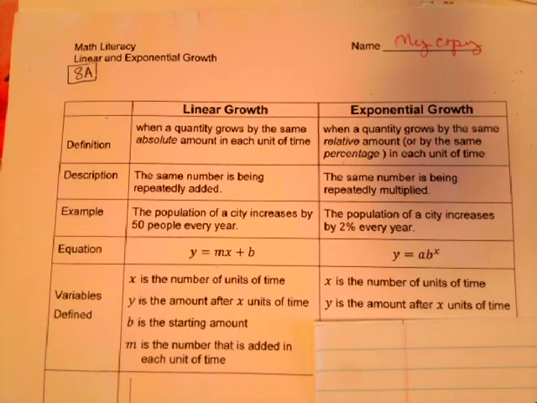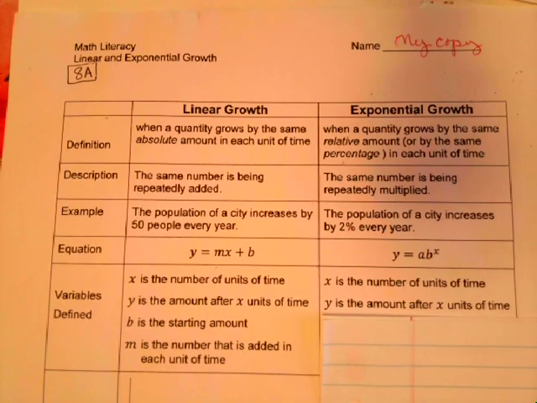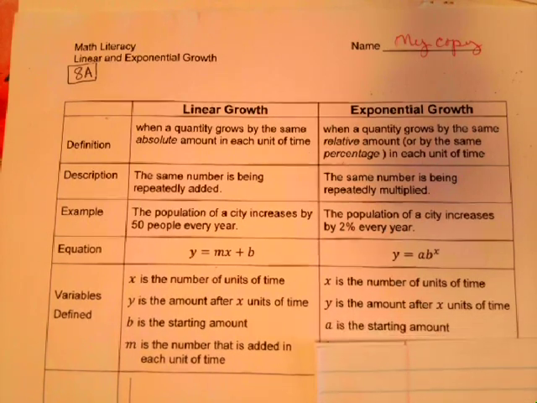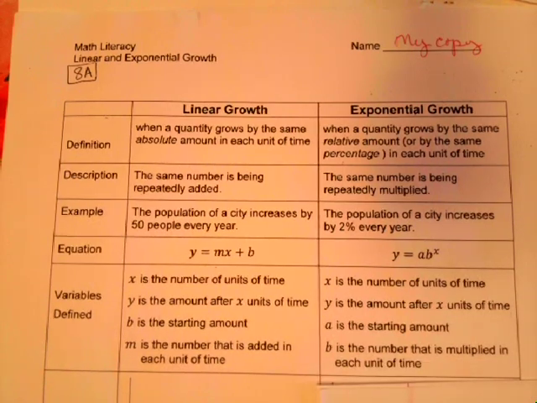X is the number of units of time. Y is the amount after x units of time. A is the starting point. B is the number that is multiplied in each unit of time.